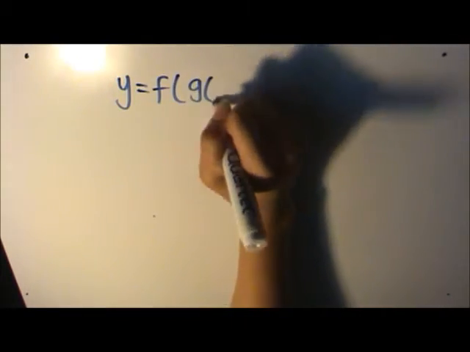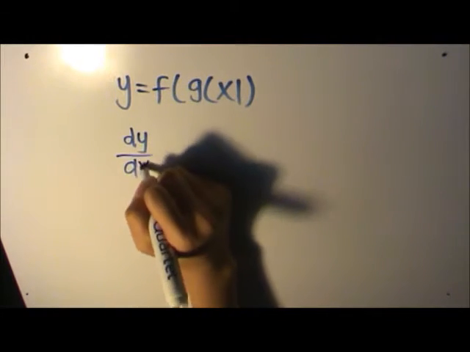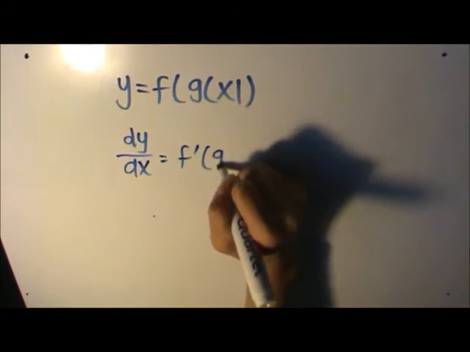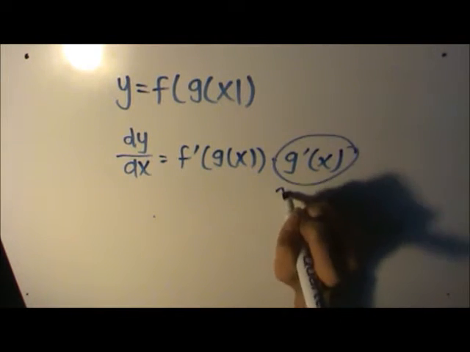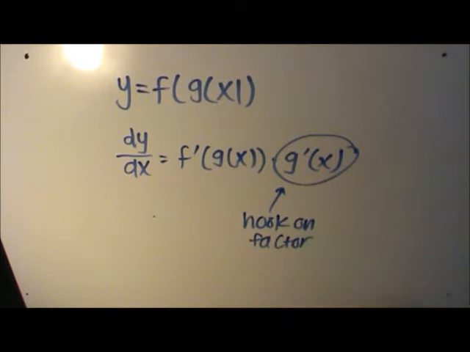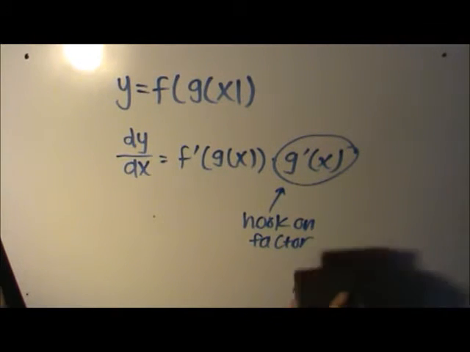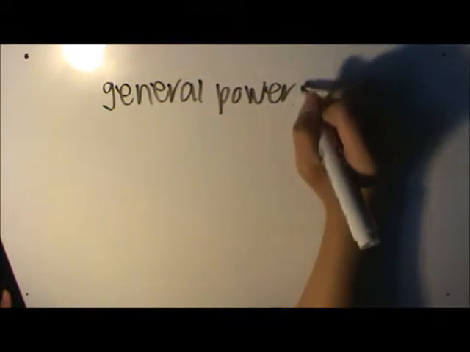In more formal terms, let's say you have the function y is equal to f of g of x, and if we take the derivative of this, you get dy over dx is equal to f prime of g of x times g prime of x. And that g prime of x is very important. It's what we call our hook-on factor, and that hook-on factor is the embodiment of the chain rule. We're basically taking the derivative of the inner function and multiplying it by the derivative of the outer to get the complete derivative.